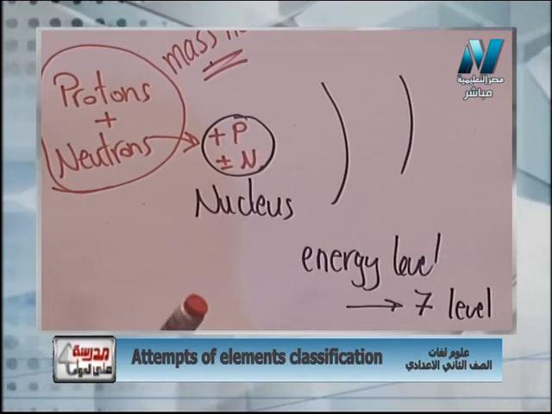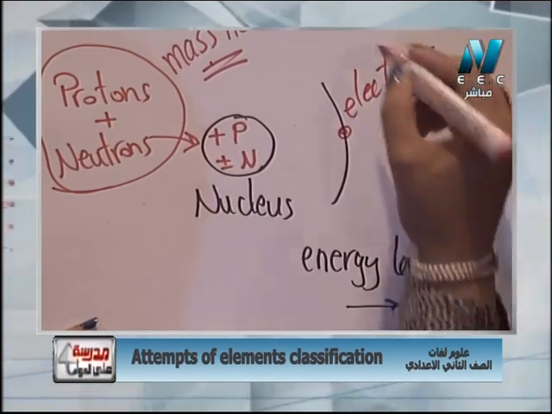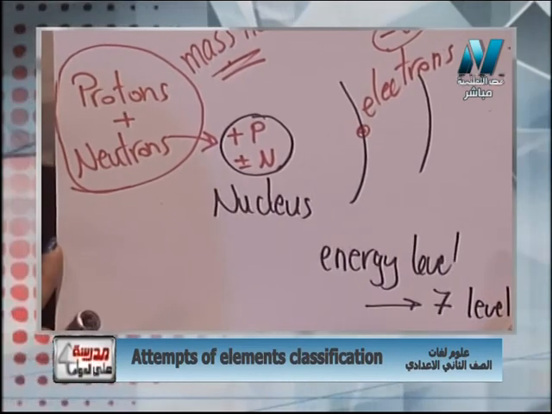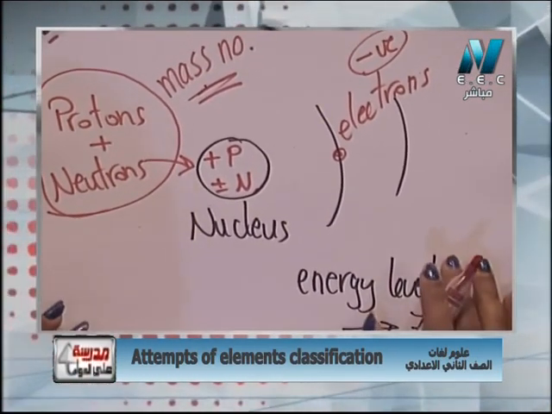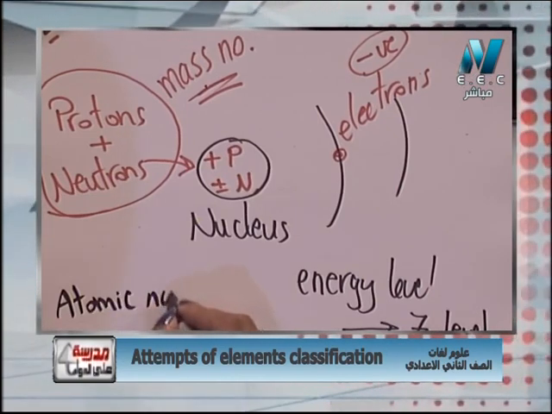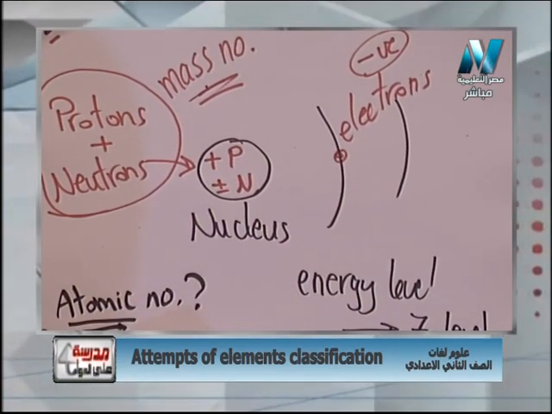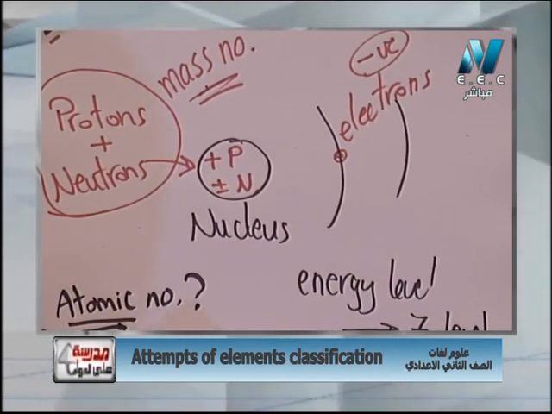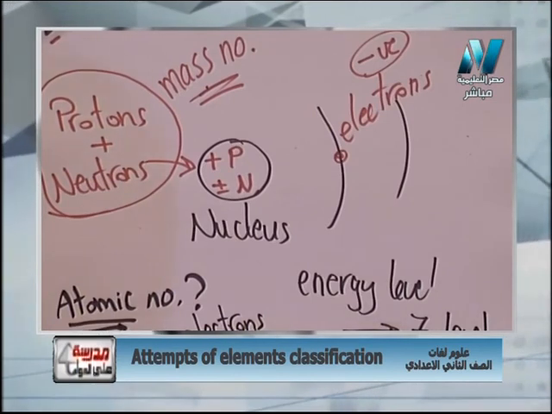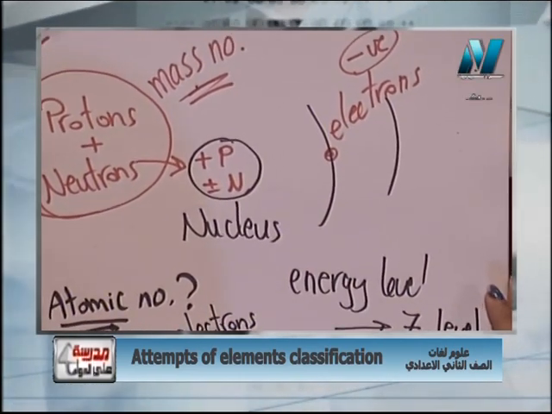What about the energy levels? Outside, in the energy levels, there are electrons, and they have a negative charge. This is the definition which we have. Now we are going to discuss another definition which we call atomic number. Who remembers what the atomic number is? The atomic number is the number of protons only. No, it's not only. It is the number of protons, which is equal to the number of electrons. And this we call atomic number. So we are going to discuss this topic.